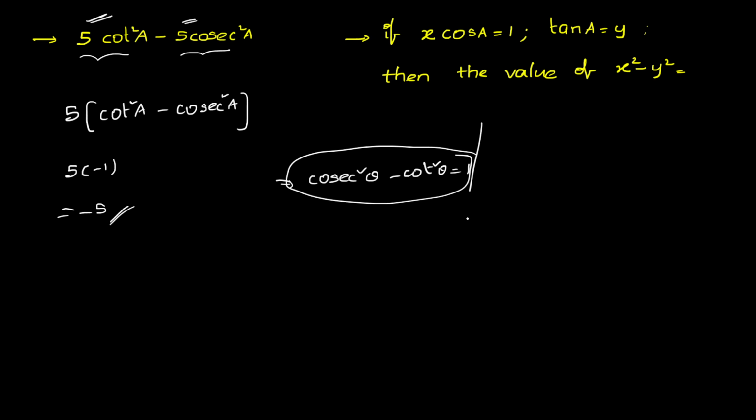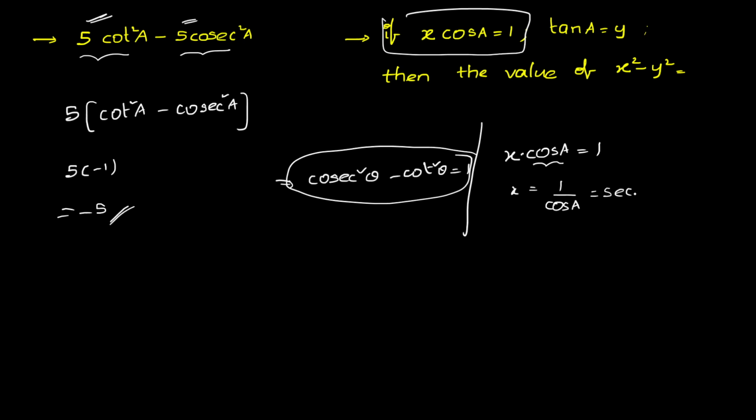Now see here, if x cos a is equal to 1, that means x into cos a is equal to 1. Now to find x, cos a is multiplied here. When we send this cos a to that side, it becomes 1 by cos a, which is secant a. So x into cos a is equal to 1, x is equal to 1 by cos a, and x is equal to secant a. So x is equal to secant a, and the value of y is already given: y is equal to tan a.